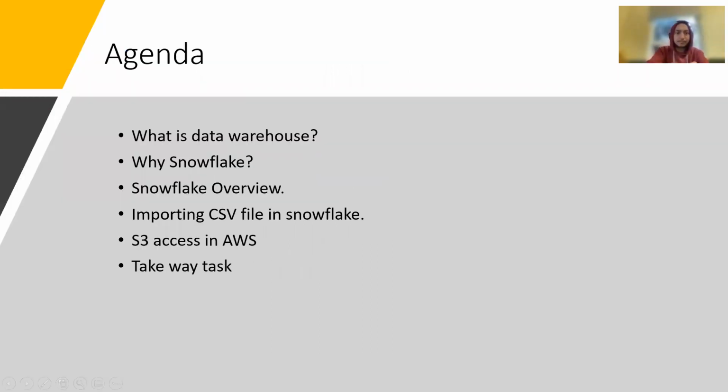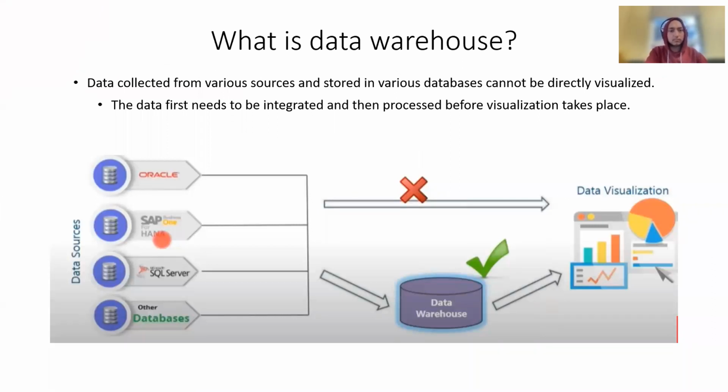So, what is data warehouse? Data warehouse is simply data collected from several sources and stored in various databases, which cannot be directly visualized. For example, if we have data in Oracle or in SQL Server or in Postgres or in MySQL, so we have data in several platforms, and we want to draw some insights and some meaningful information after integrating all the data sources. For that, we need a central place which is called data warehouse, where we do all sort of transformation and we pull all sort of data sources and store that information. That's one central place where we store all the integrated data.